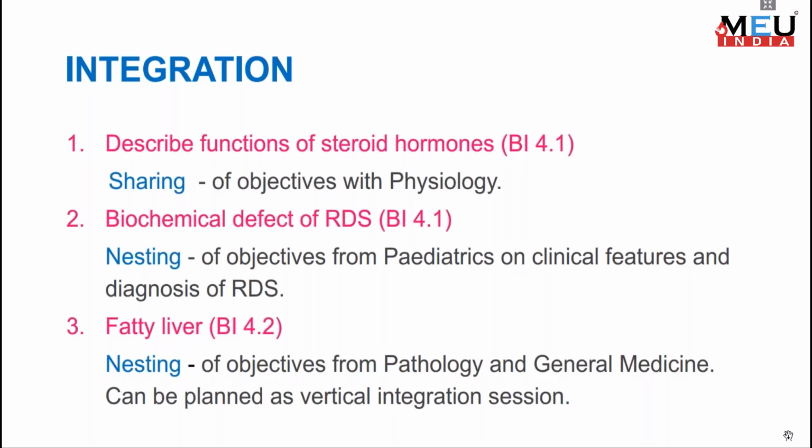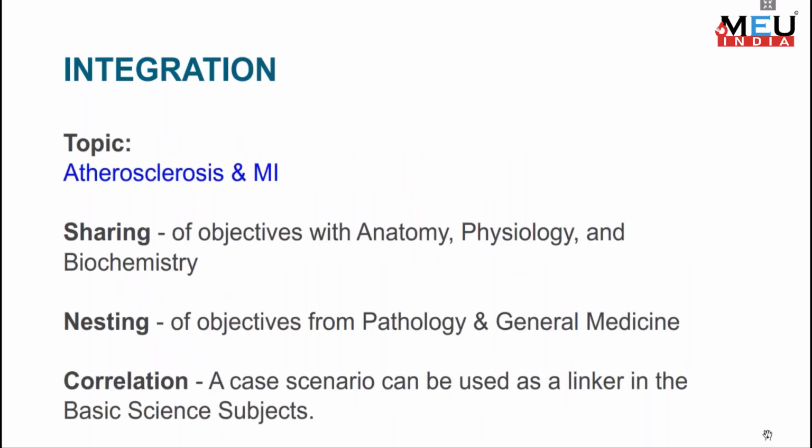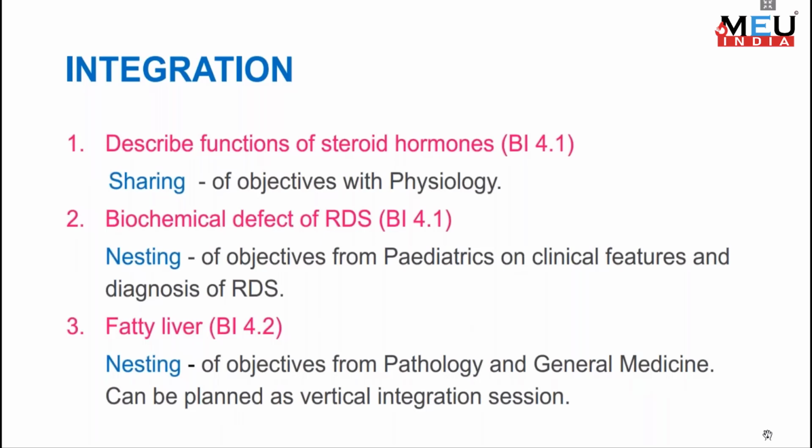The first topic is to describe functions of steroid hormones. Here we can share the objectives with physiology. The second topic for integration is fatty liver. It's by nesting of objectives from pathology and general medicine. This can be planned as a vertical integration session. The biochemical defects of RDS, which is competency 4.1, is by nesting of objectives from pediatrics on clinical features and diagnosis of RDS.